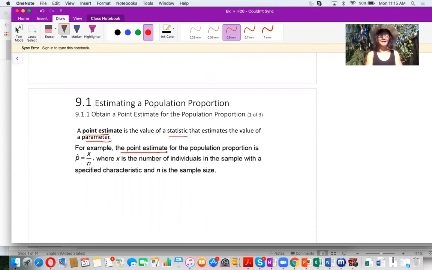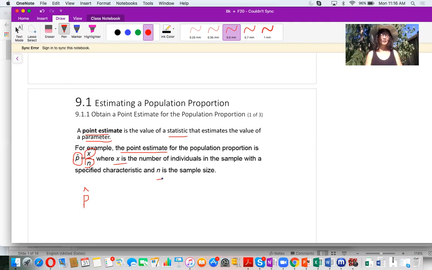So the point estimate for population proportion, P hat, is equal to X over N. X is the number of individuals in the sample with a specified characteristic, and N is the sample size. Okay.